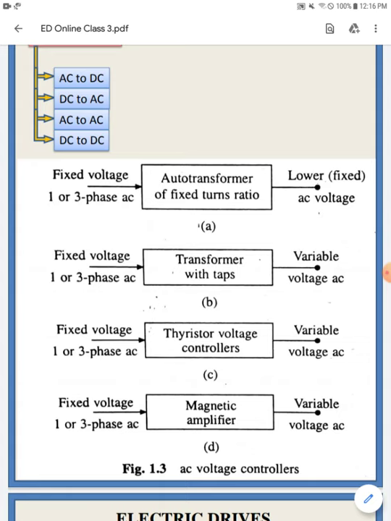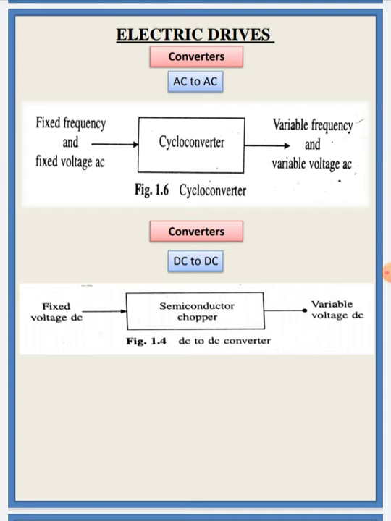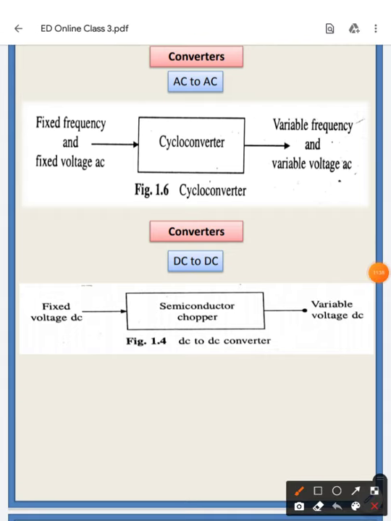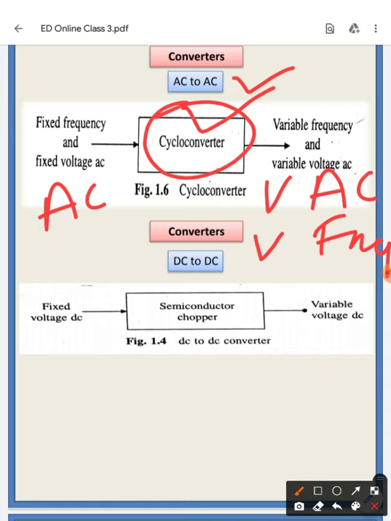But in the second case, this is another example of AC to AC conversion, which we realized in the last class, that is the AC to AC conversion cycloconverter. So the cycloconverter is a device which will convert a fixed AC voltage into a variable AC output voltage with variable frequency, right? So this is the beauty of this cycloconverter.